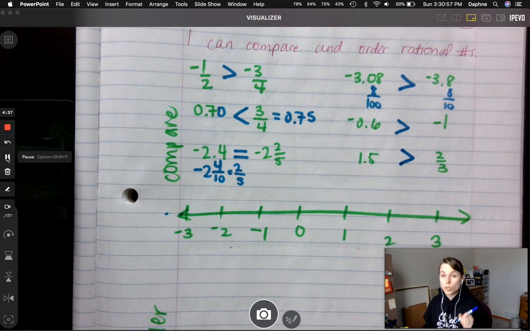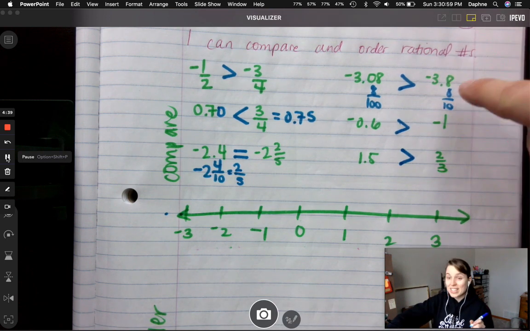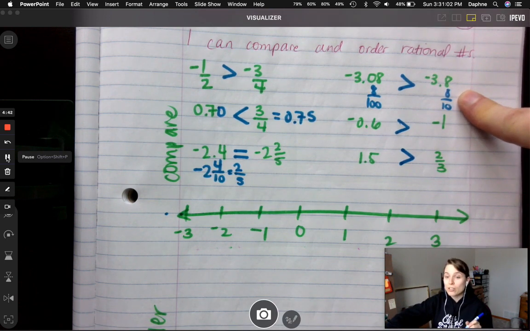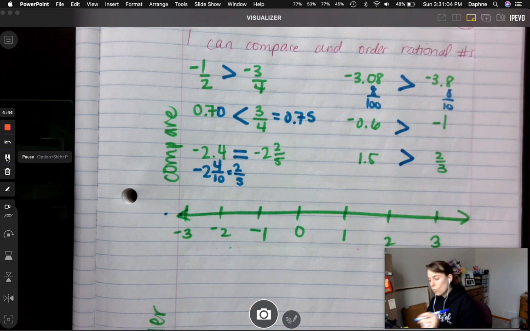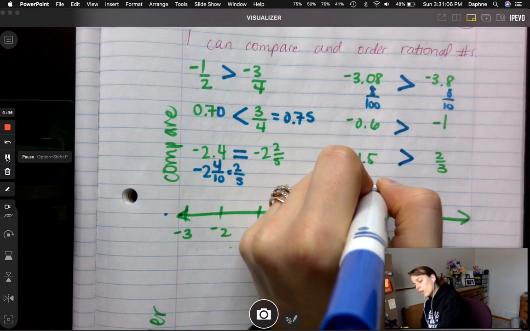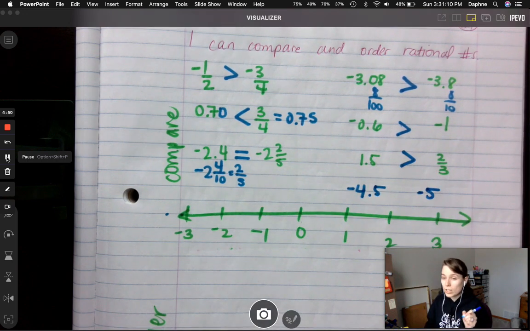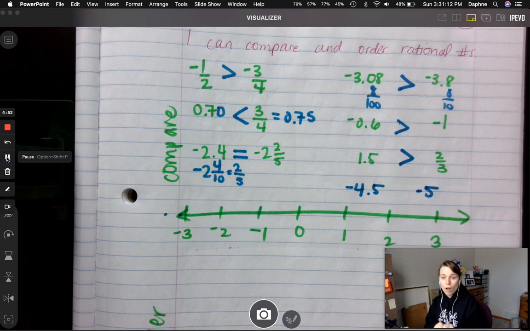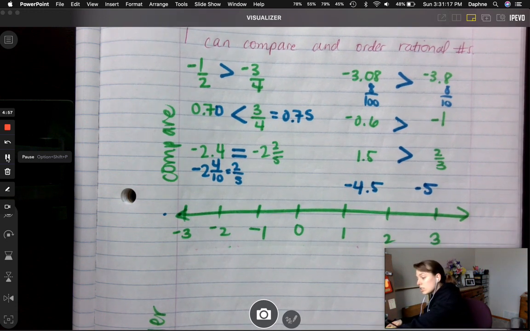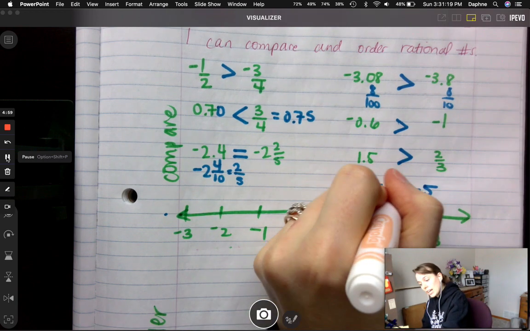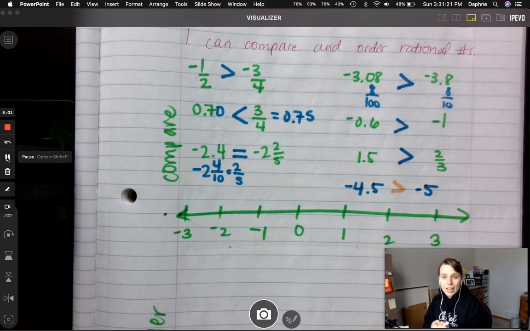All right, which one stumped you? My guess, this one really stumped you. Go back and try it again. If you want to challenge one, what if we had done -4.5 and -5? Which one is greater? Which one is smaller? Realizing that they are negative numbers, you should end up with negative 4.5 is greater, is closer to 0.